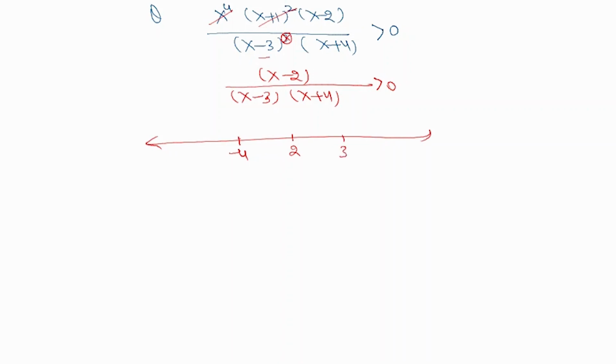Now this coefficient is positive. So rightmost will be plus, minus, plus, and minus. What do I need? I need plus. So I need this interval, from -4 to 2, and then from 3 to infinite.